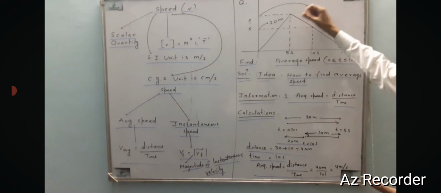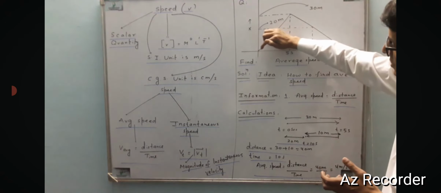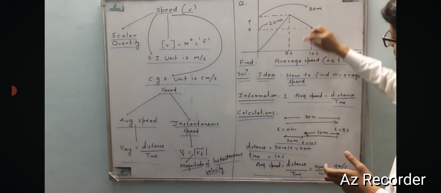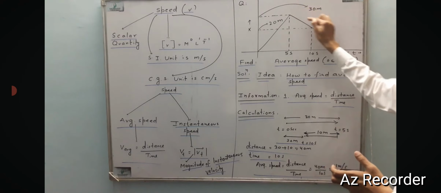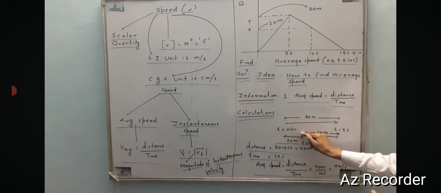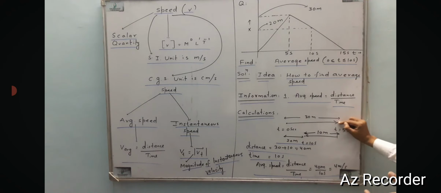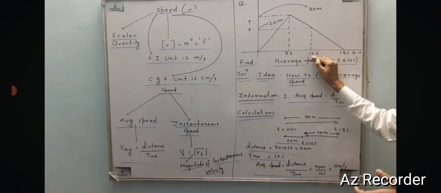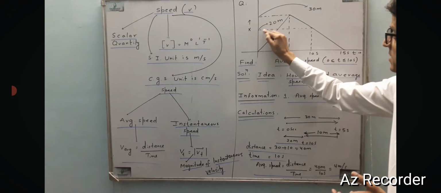Now just analyze the graph. At t is equal to 0, the particle is at the origin, and at t is equal to 5, the particle is at x is equal to 30. So at t is equal to 0, it's at the origin, and at t is equal to 5, it's at 30. Now at t is equal to 10, the particle is at x is equal to 20.